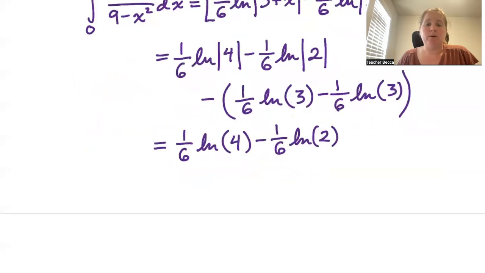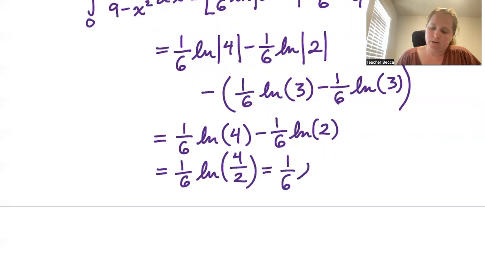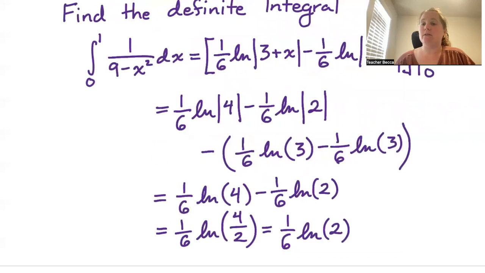Now, if you wanted to, we could rewrite this as 1/6 times the natural log of 4 divided by 2, otherwise known as 1/6 times the natural log of 2. So this is one way we can go about finding our definite integral. In this case, I went all the way to the antiderivative in x and just did my fundamental theorem of calculus in x. So again, these were a couple more cases of finding integrals using trig substitution. In the next video, we will look at cases that require some completing the square before we do our trig substitution.